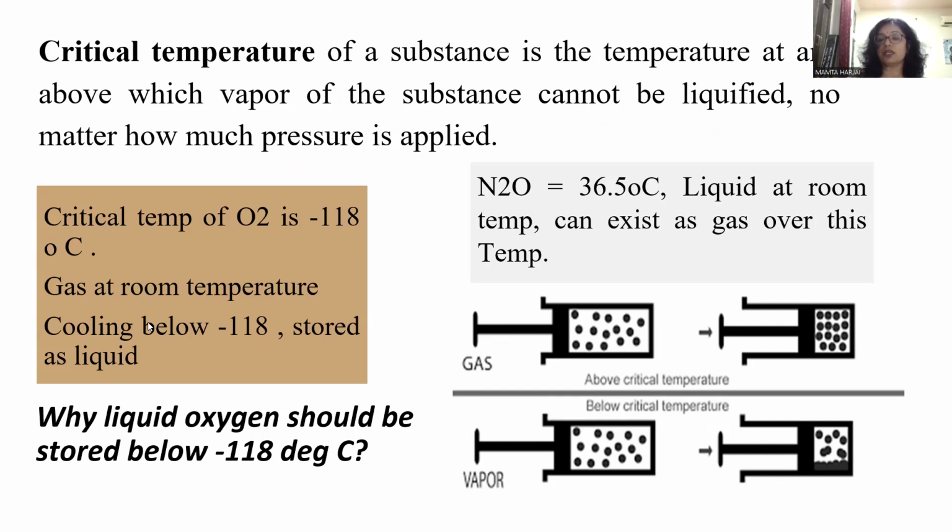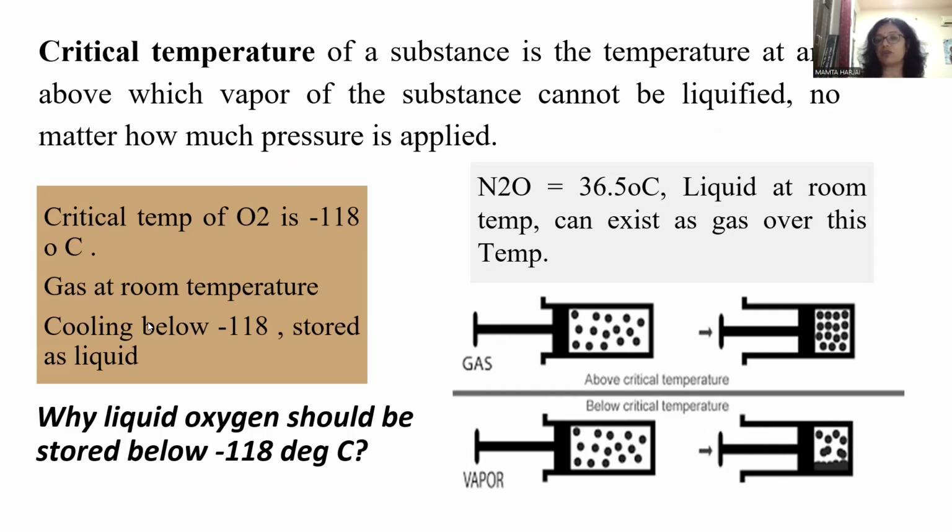And once it is below critical temperature, the pressure is being given there, and you can see the formation of liquid in the chamber. So this is the importance of the critical temperature. Now, critical temperature of oxygen is minus 118 degrees. So at room temperature, it remains as a gas. When you cool it to minus 118 or below, only then it can liquefy and we can store it as a liquid. And that is the reason why liquid oxygen should be stored below minus 118 degrees Celsius.